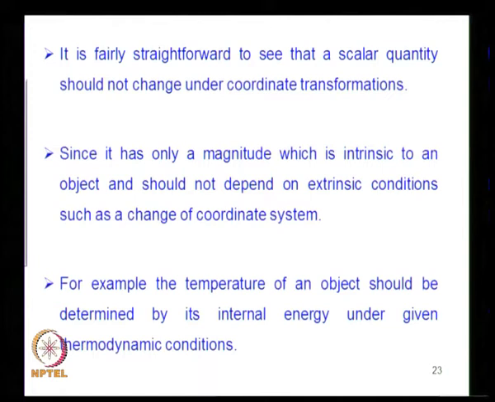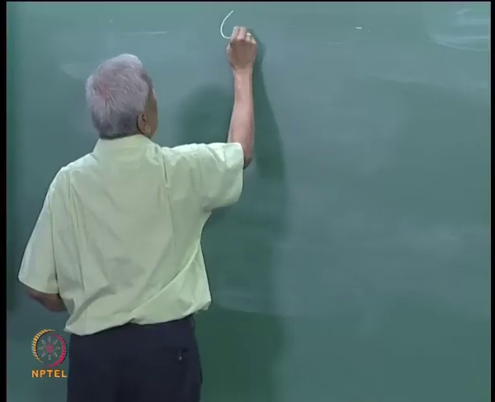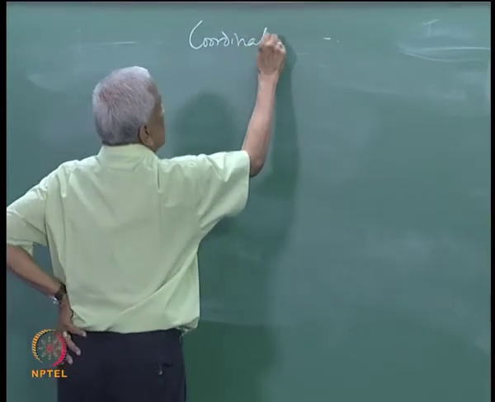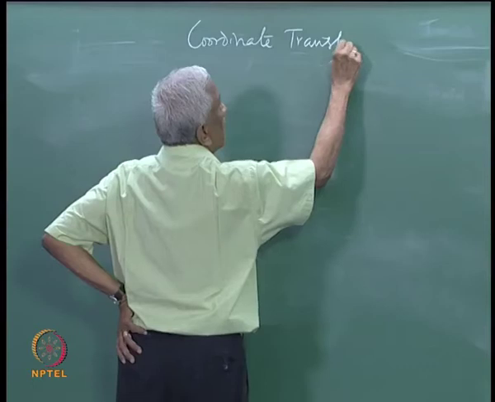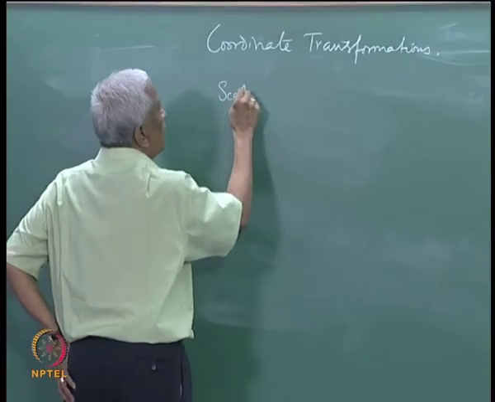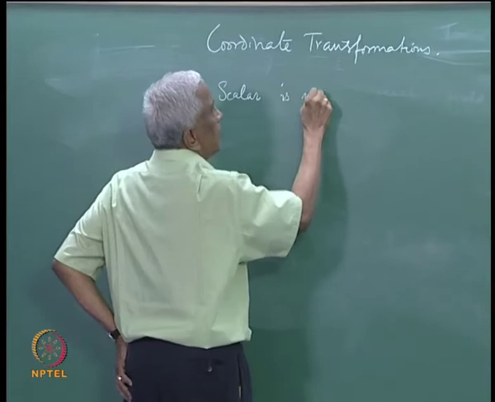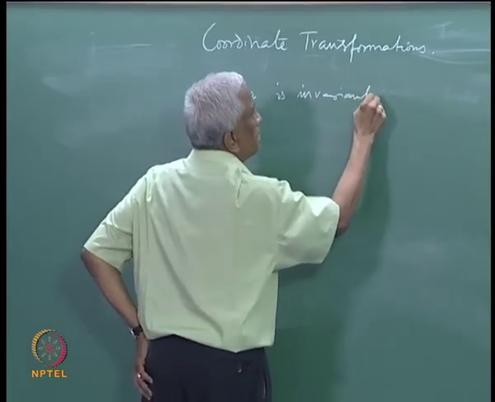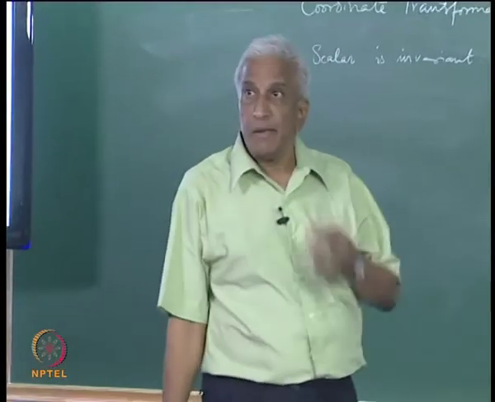So, it is fairly straightforward to see that if you have a scalar quantity, since it has only a magnitude, the magnitude should not change under coordinate transformation. So, a scalar quantity is one which remains invariant under coordinate transformations. So, we are talking about coordinate transformations now. And we have seen that a scalar quantity is invariant with respect to a change in the reference frame.